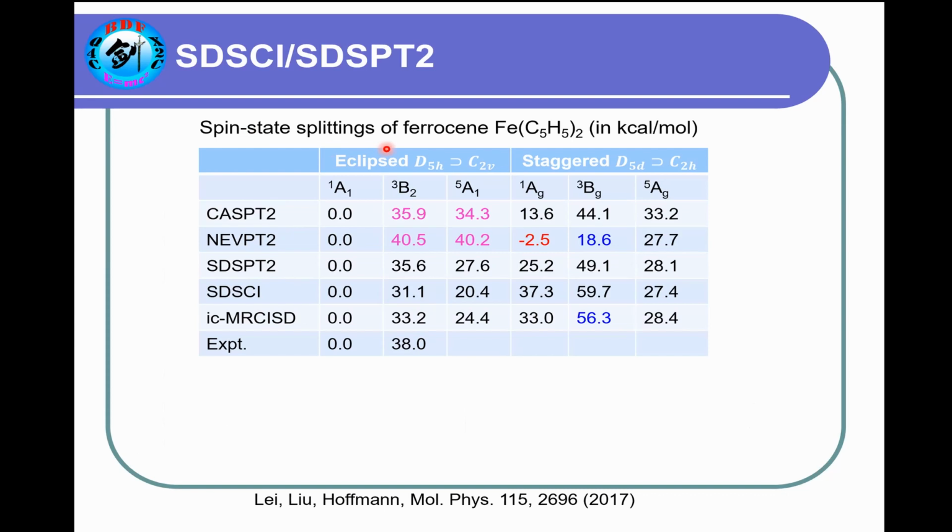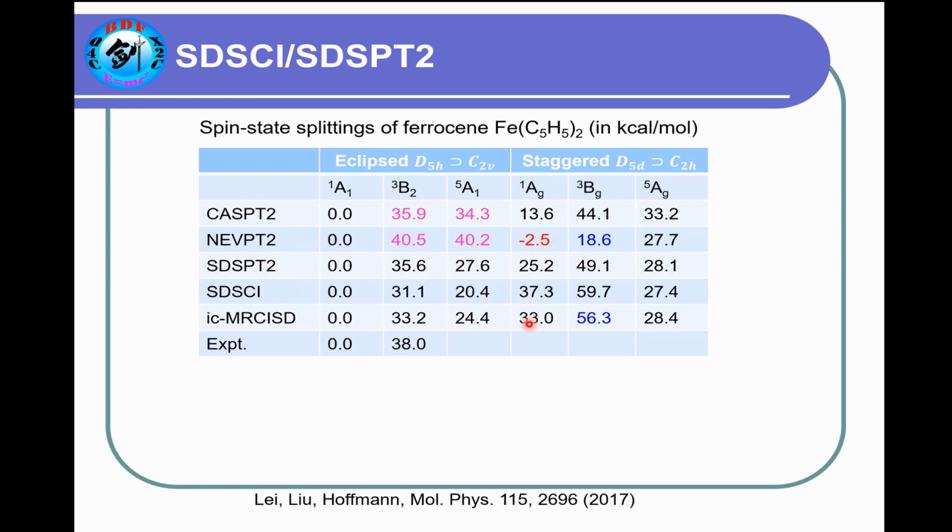This is the spin state splittings of ferrocene. Let's take MRCI as a benchmark. You look at the triplet B2 and the singlet state. These two states are separated by nearly about 8 kcal/mol. But both CASPT2 and NEVPT2 predict that they are nearly degenerate. Only SDSP2 predicts the correct energy separation. As you can see, NEVPT2 even predicts the lowest state. Actually, this state is very high.